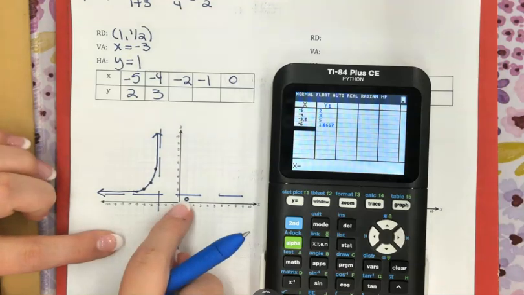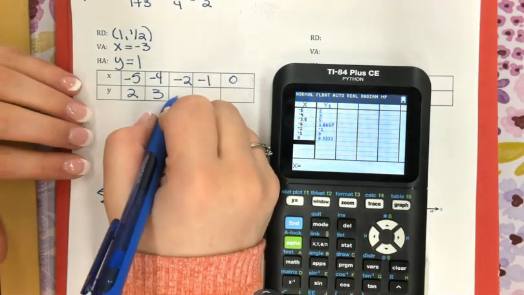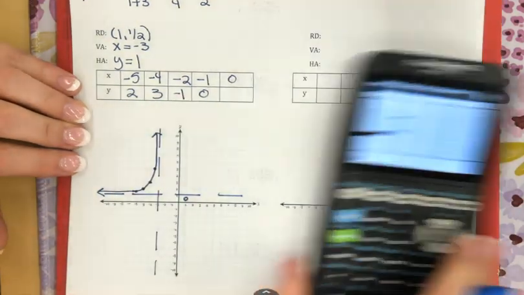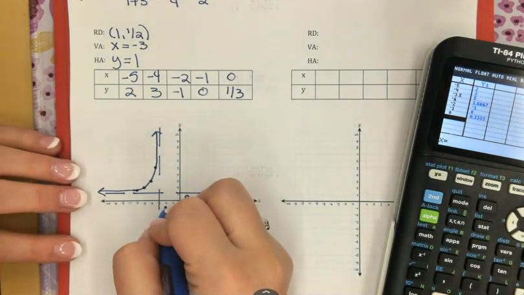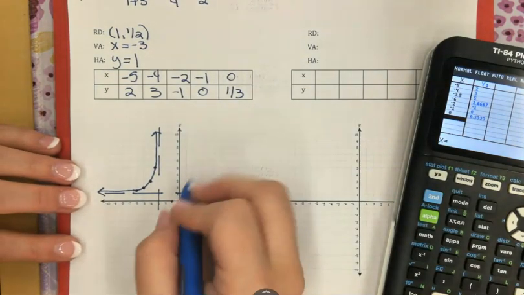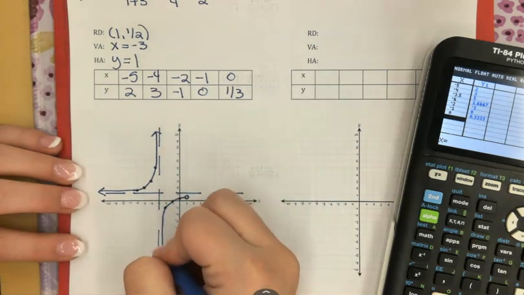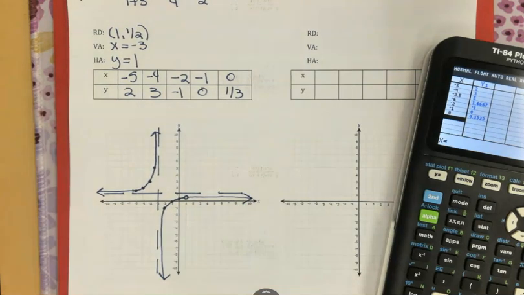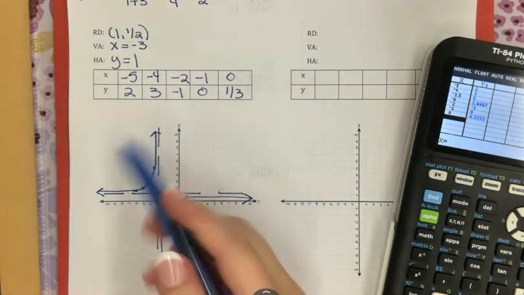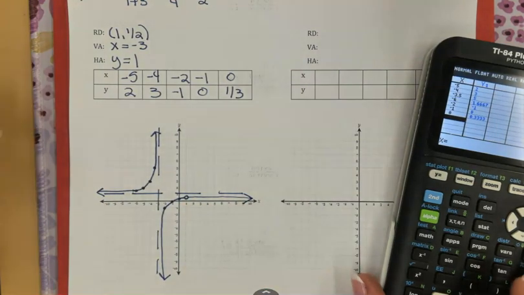And then I know it's going to end up touching that hole there. And look, I've got -1, 0, 1/3. So -2, -1, -1, 0, 0, 1/3. So my graph down here is going to hug those asymptotes this way. So that's what your table helps you do. It helps you figure out where around your asymptotes the graph exists.